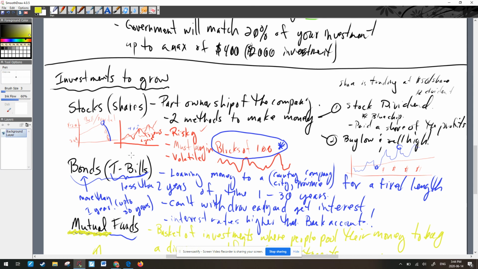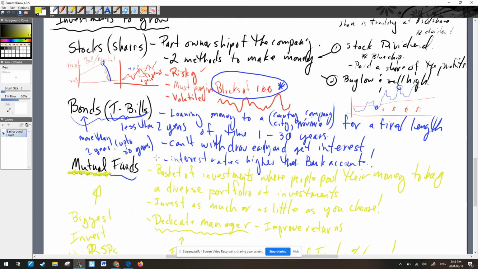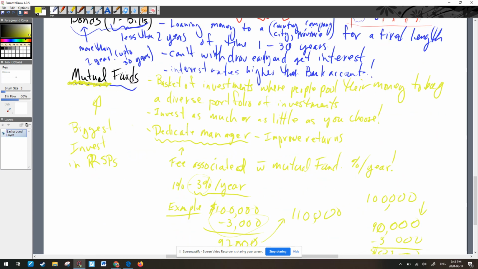There's stocks. Stocks are where you're part owner of the company. You can make money from dividends, where you share the profits, or from buying low and selling high. There's bonds. That's where you lend money to an organization and they pay you a fixed interest rate, but you don't have access to the interest until the maturity. And then there are mutual funds.